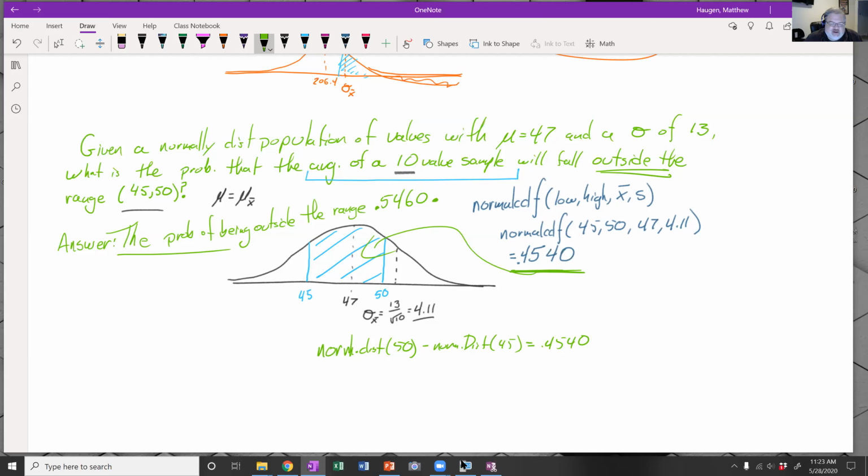All right, questions about any of that? This stuff does take a little bit of practice. You can very much tell that reading the problems carefully is really important. Be sure you're asking yourselves those questions. Am I in the population distribution? Am I talking about single values? Or am I in the sampling distribution? Am I talking about average results?